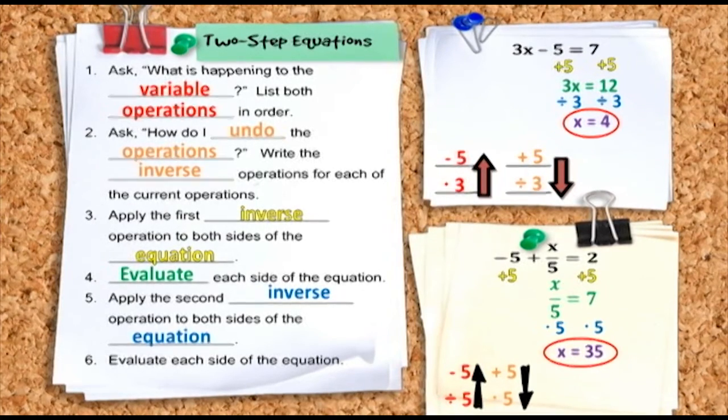Step by step. You ask what's happening to the variable, you list it out. You ask how do I undo it, you list the inverse operations. That gives you the correct operations, the correct values, and the correct order. It's like creating a map of how to get from the equation to the solution.